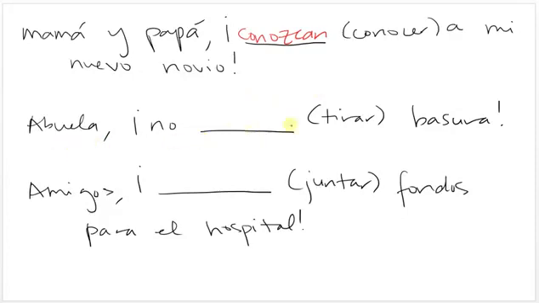Abuela, don't litter or don't throw out your garbage. So I'm talking to somebody that I respect, which is going to use an usted command. So I'm going to go to the yo, which is tiro, drop the o and add the opposite ending, which is going to be an e. No tire basura. Amigos, let's raise funds for the hospital. This is a nosotros command. I'm including myself. So I'm going to go to the yo, junto, drop the o and add the opposite ending, which is going to be an e. So juntemos. Let's raise funds.